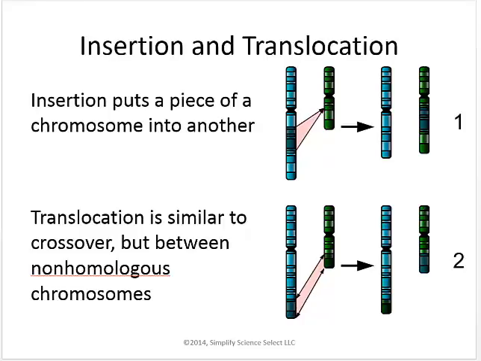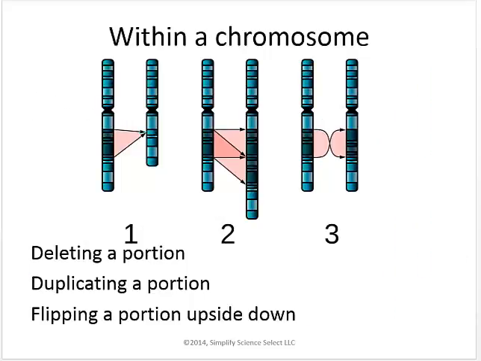Translocation is kind of what we saw with crossover, where two chromosomes trade little bits with each other, except in crossover there were homologous chromosomes. In translocation there are non-homologous chromosomes. But you can even get changes within a chromosome. You can just delete a part. You can duplicate a part. So in the first one we're seeing deletion. Just part of it's gone. In number 2, there's duplication. We get that same part in there twice. And then in 3, we get inversion, flipped upside down.